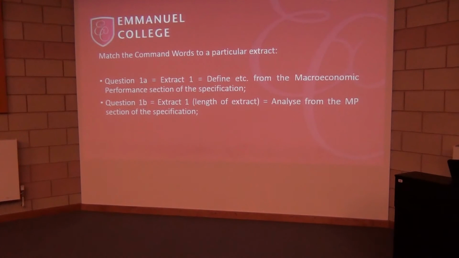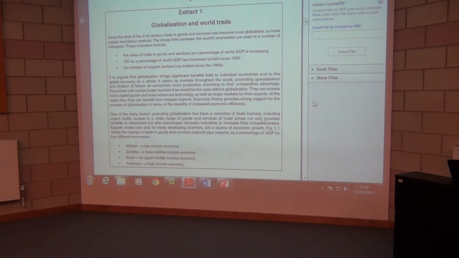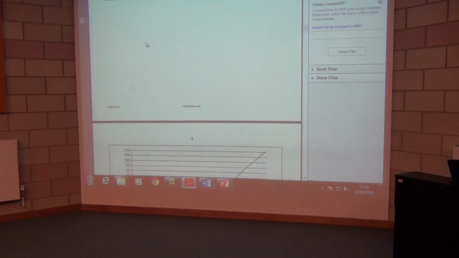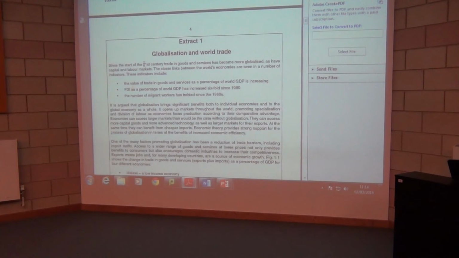Question 1B we know is going to be an analyse question. Now, there's your extract 1. The exam board will not give you 2 pages of data and then just say define absolute and comparative advantage. They're going to want a little bit more than that. So I think it's reasonable to assume that 1B is also going to come from extract 1. And the 1B obviously is an analyse question.